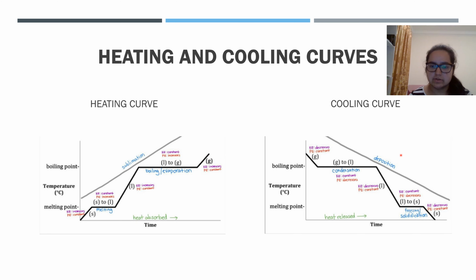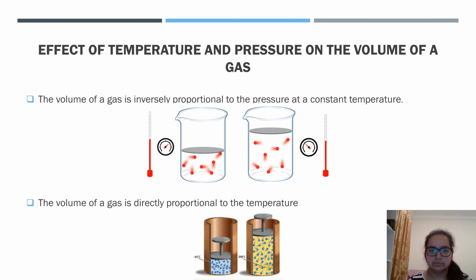The opposite happens for a cooling curve. The temperature keeps on decreasing, as you can see. It is a gas, and then the gas is turning into a liquid, and then the liquid turns into a solid and it freezes. Let's move to the next.